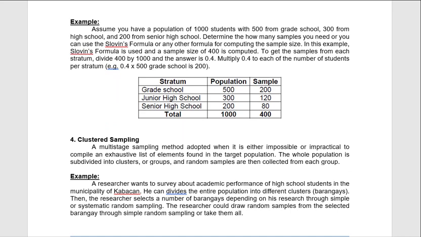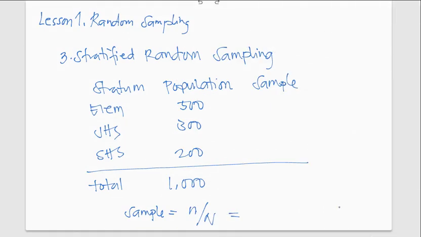So let's say you have 1,000 students with 500 from elementary, 300 from high school, and then 200 from senior high school. Determine how many samples you need, or you can use the Slovin's formula or any other formula for computing the sample size. Okay, so these are the given for the example.